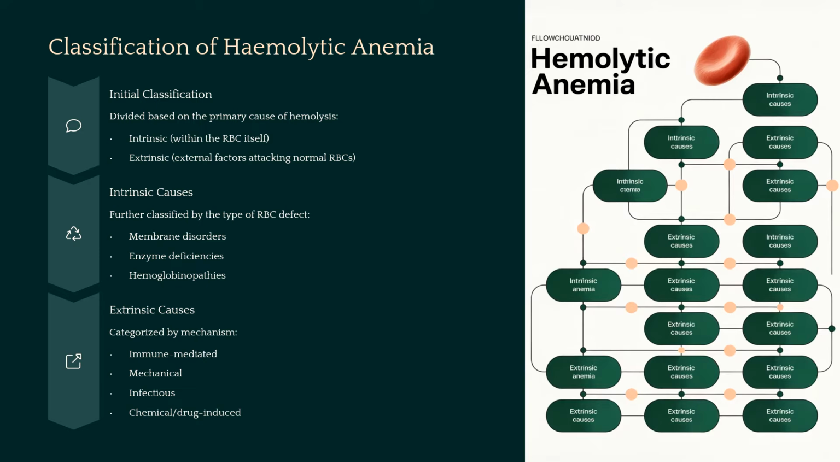Now, extrinsic causes categorized by mechanism. Immune mediated, where the immune system of the body is provoked into lysis of the RBC and causes hemolytic anemia. Mechanical, some extra pressure from the outside. Infections, if the body is infected by various microorganisms, then hemolytic anemia can also occur. Chemical or drug induced, it can also be caused by the side effect of some drugs which are taken by a person for any cause, for say any disease.